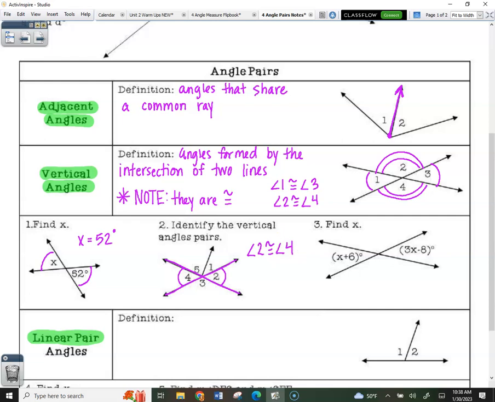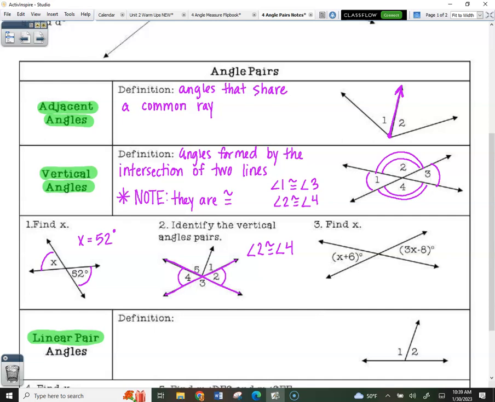Now, can you tell me what angle 3, 1, and 5, what the relationship would be? 1 and 5 are adjacent. If 2 and 4 are equal, 3 has to equal 1 plus 5. Yes. Whatever angle 1 and 5 were would have to add up to be the same as 3. Do you see that?